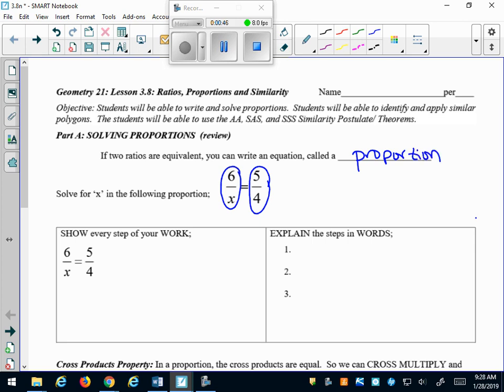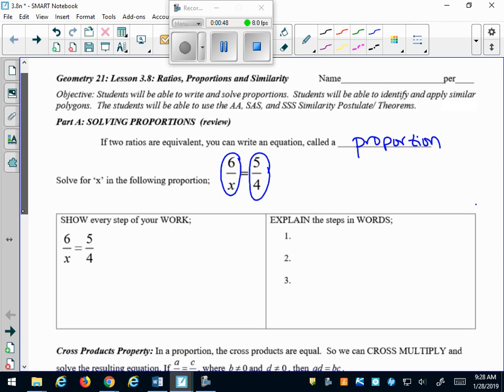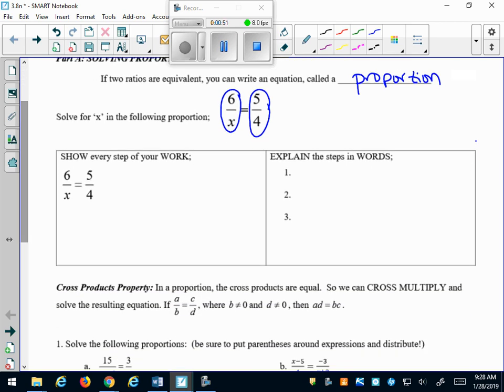So solving a proportion involves solving something that looks like this, basically two ratios set equal to each other. Okay, so I'd like you to solve this one, and when you solve it, then explain your steps in words to the best of your ability. Remember how we did that homework that we went over. What's your first step going to be? Cross multiply, exactly. And I will tell you this comes out to a decimal, so don't think you did it wrong if it comes out to a decimal.